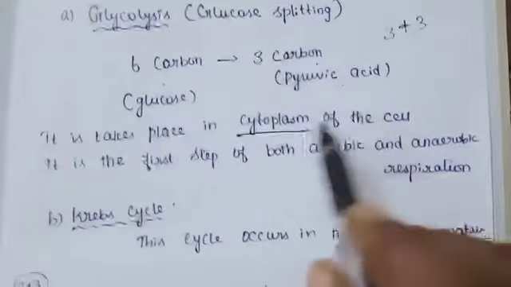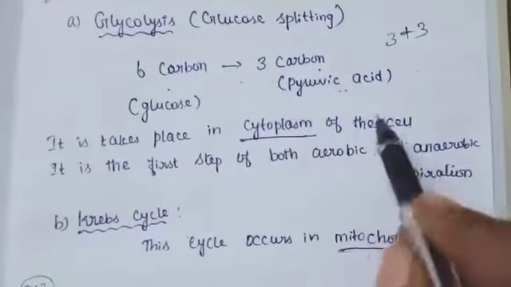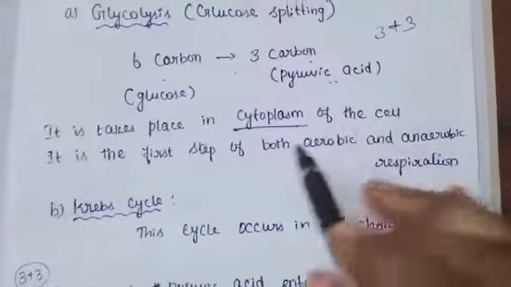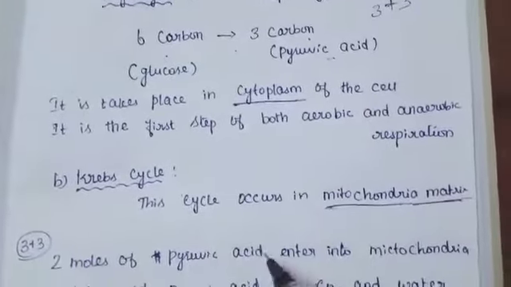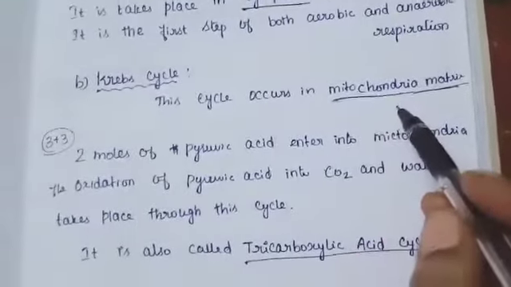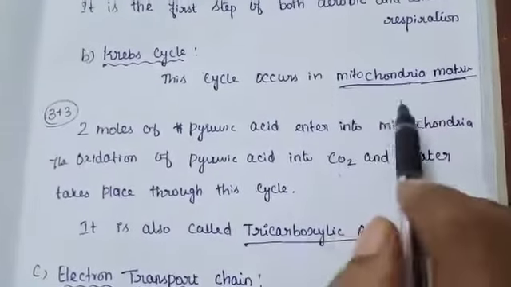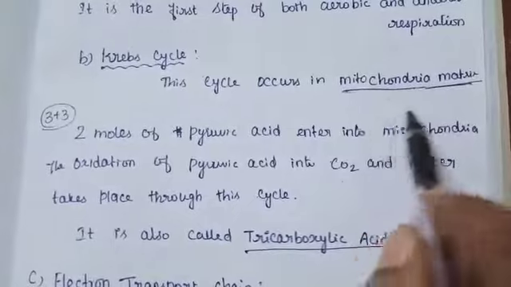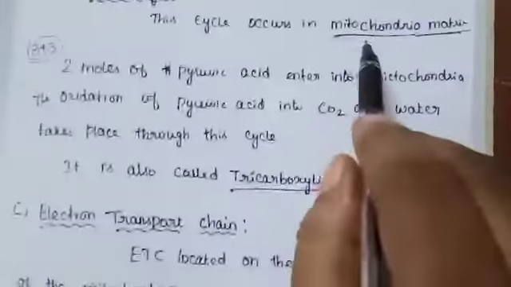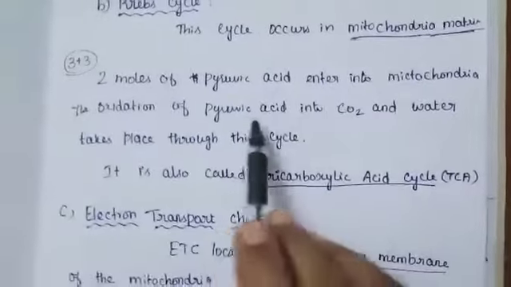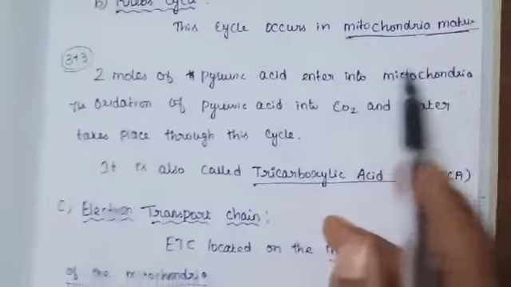Where is it occurring? It takes place in the cytoplasm of the cells. So this is the first step of aerobic and anaerobic respiration. Next, Krebs cycle. The cycle occurs in the mitochondrial matrix. You know very well, mitochondria is one of the cell organelles, and inside the organelle the matrix is present. So in the mitochondrial matrix, 2 moles of pyruvic acid enter into mitochondria.